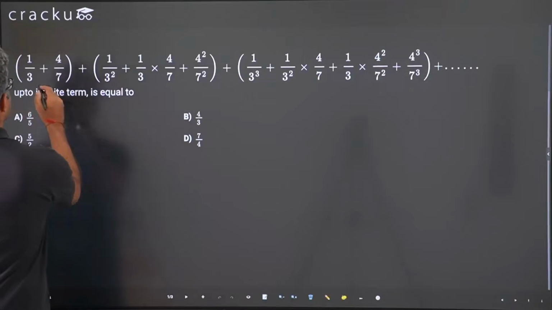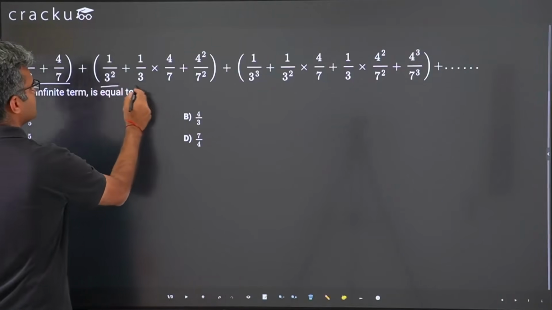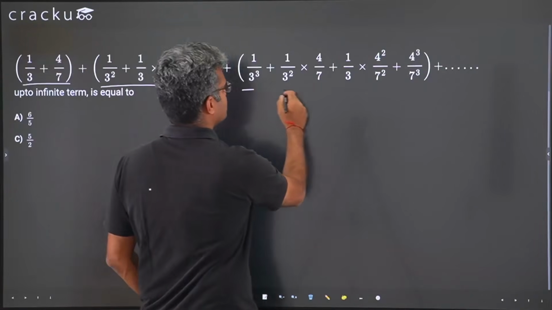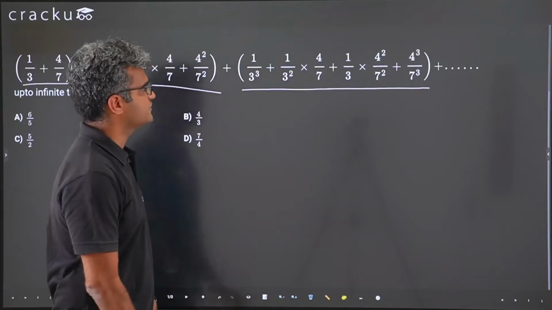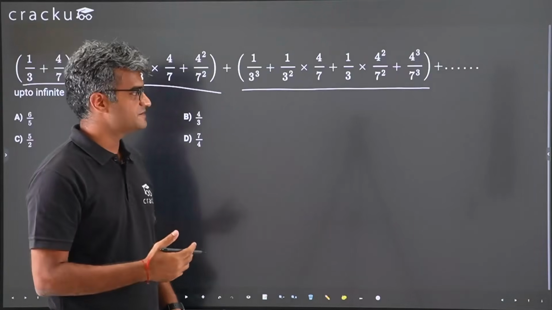In this question, we are given an infinite series: 1/3 + 4/7 + (1/3)^2 + (1/3)(4/7) + (4/7)^2 + (1/3)^3 + (1/3)^2(4/7) + (1/3)(4/7)^2 + (4/7)^3.